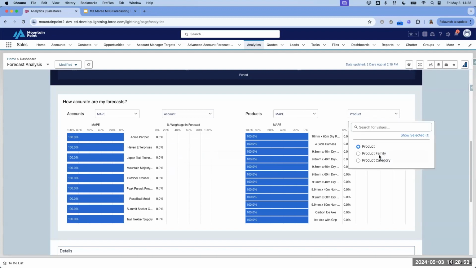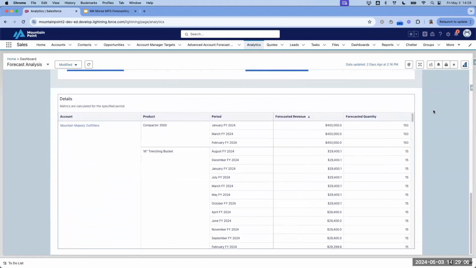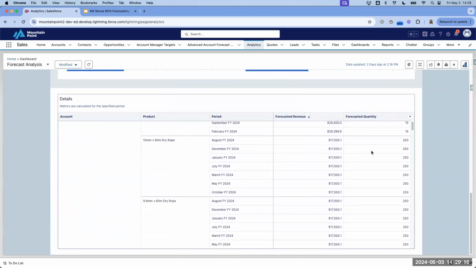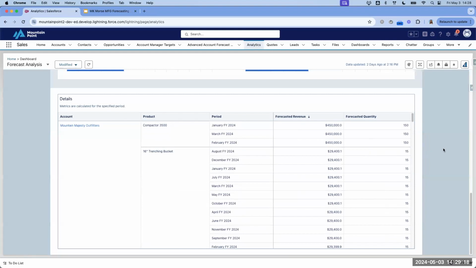And then again, we just have the products over here. So we can see product family, product category is what we have here, but we can pull in additional criteria for your products so that you guys can slice and dice this data. And then down below, just some details. So here's the account, here's that product from the time period that forecast was set up. Here's what the forecast revenue and forecast quantity were. So just giving a little bit more context to some of the numbers up above.